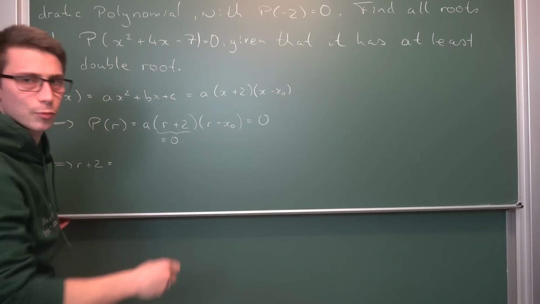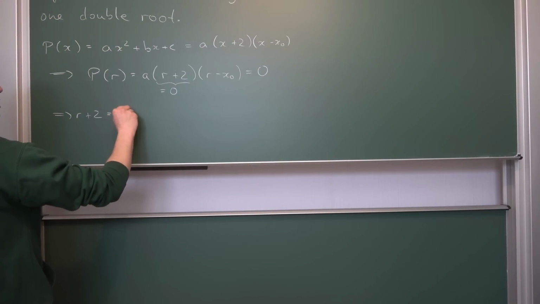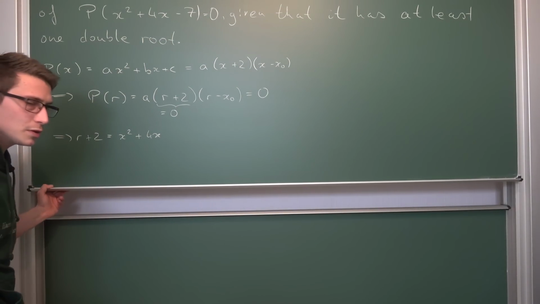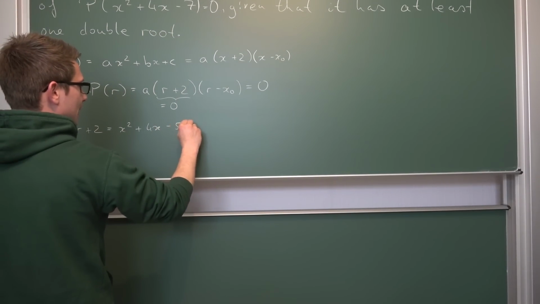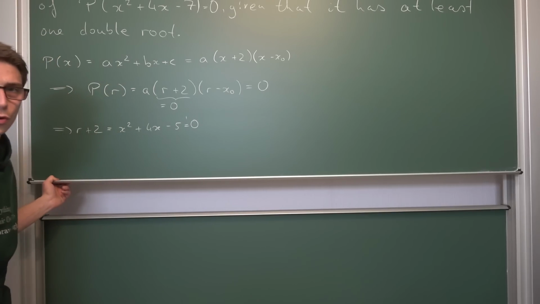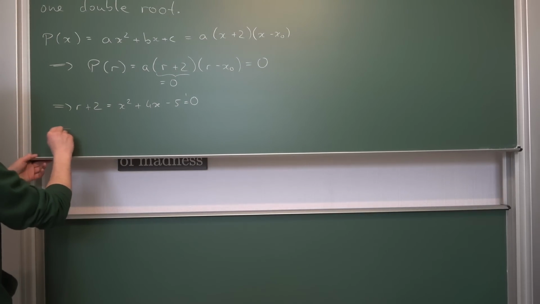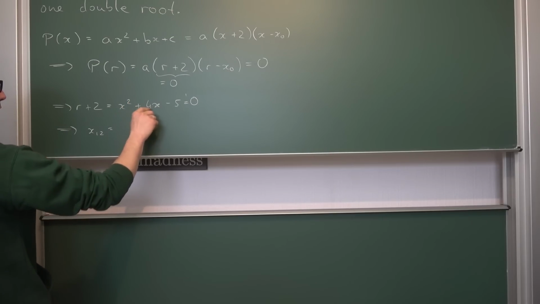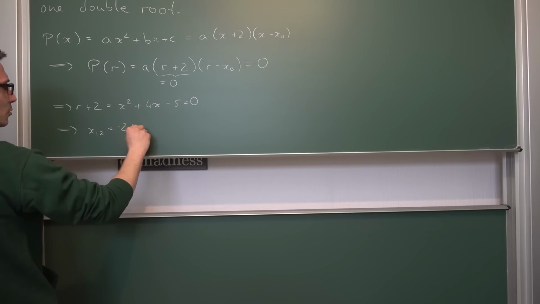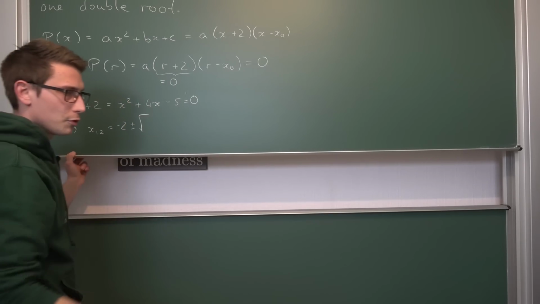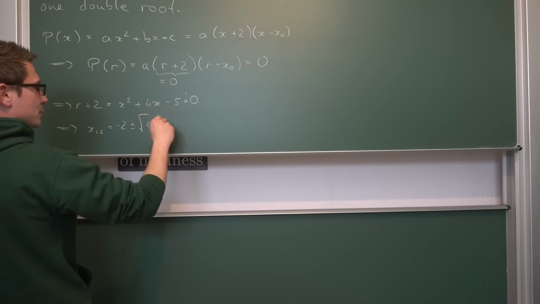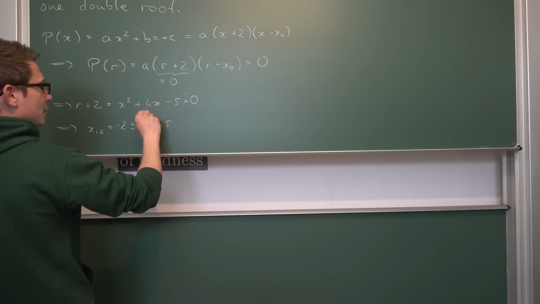R is x squared plus 4x minus 7. So x squared plus 4x minus 7 plus 2, this is minus 5. And we want to see when this is equal to 0. Now we can make use of the quadratic formula here, giving us that the first two solutions are -2 plus or minus the square root of 4 divided by 2, which is 2, squared, which gives us 4, and 4 plus 5 gives us 9 overall.